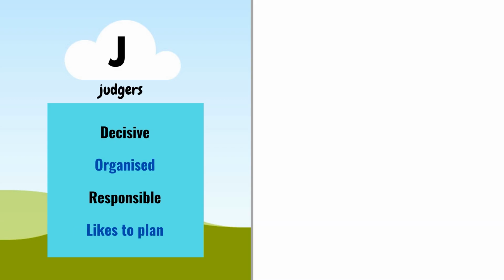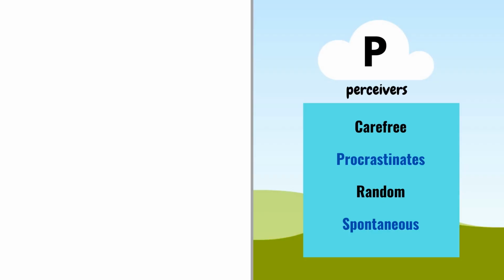Finally, we have the judges and the perceivers. The judges are characterized by being more decisive. They are usually more organized. They also tend to be more seemingly responsible, and they like to plan. Perceivers, on the other hand, tend to portray a more carefree attitude. They might be prone to procrastination. They also seem to be more random and spontaneous at times.